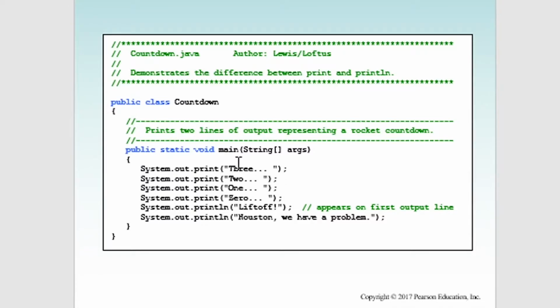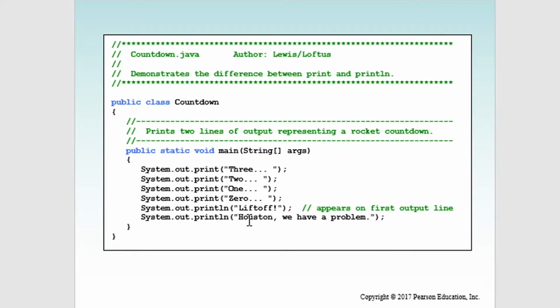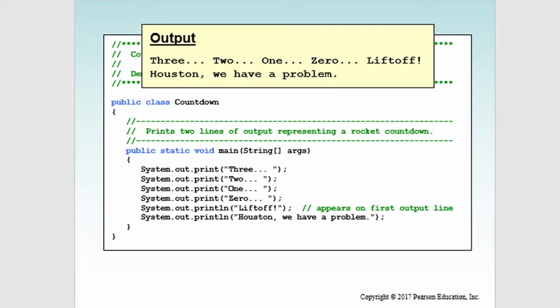The book does this countdown program where they print 3210 liftoff. Now notice that 3210 is using the print statement, and then they say, Houston, we have a problem. And here is the output for that.